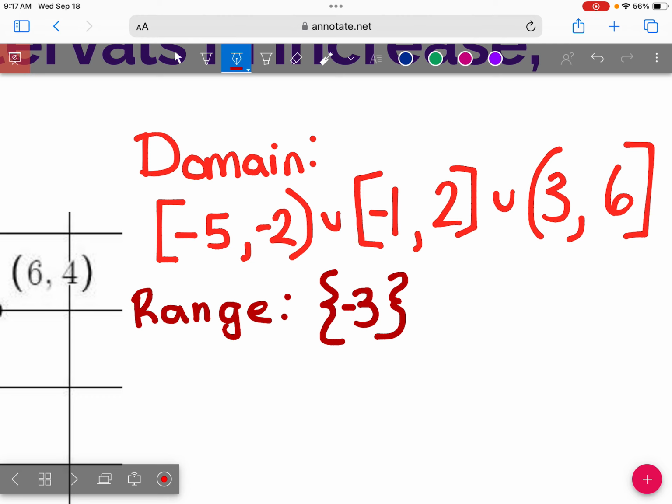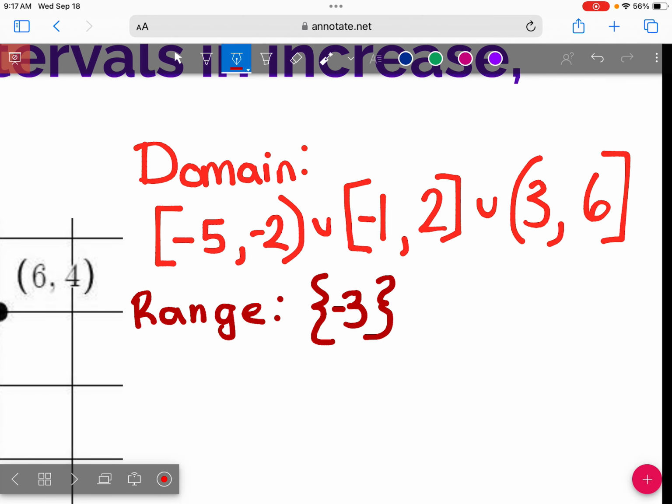What is the next piece where our range starts? Negative 1, the lowest piece. Is negative 1 included or excluded in my values? Included. Where do I stop having y values?